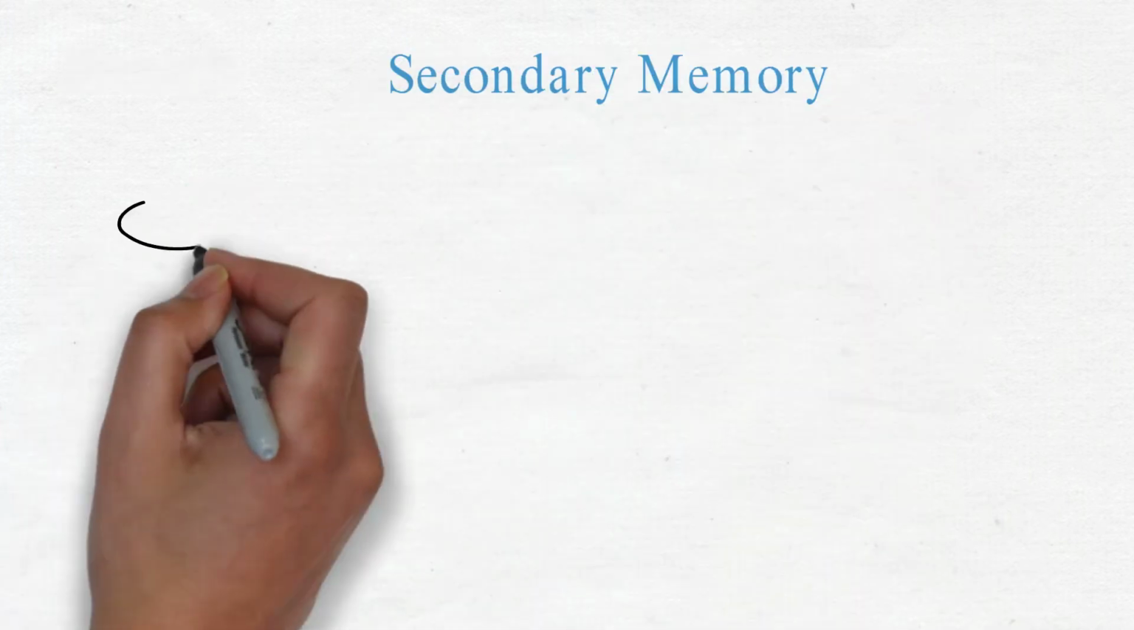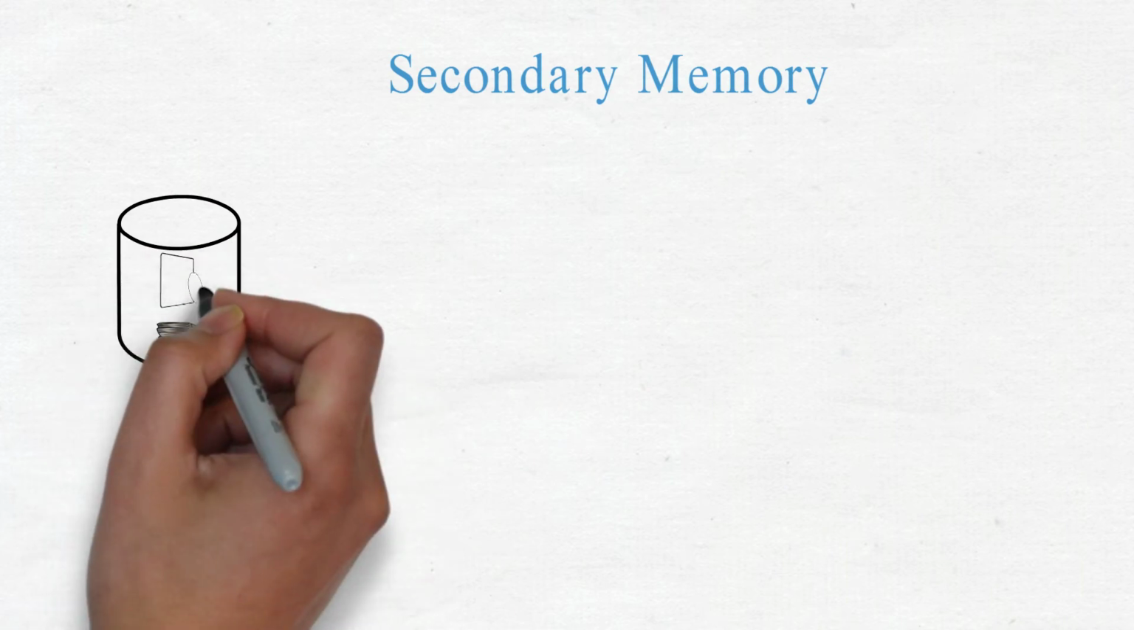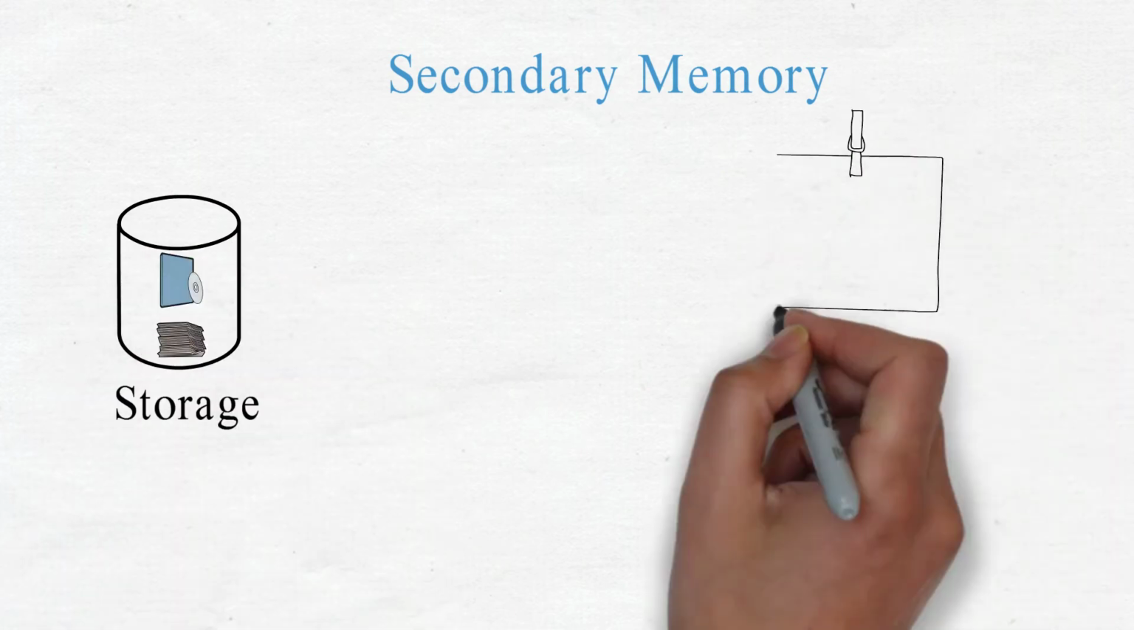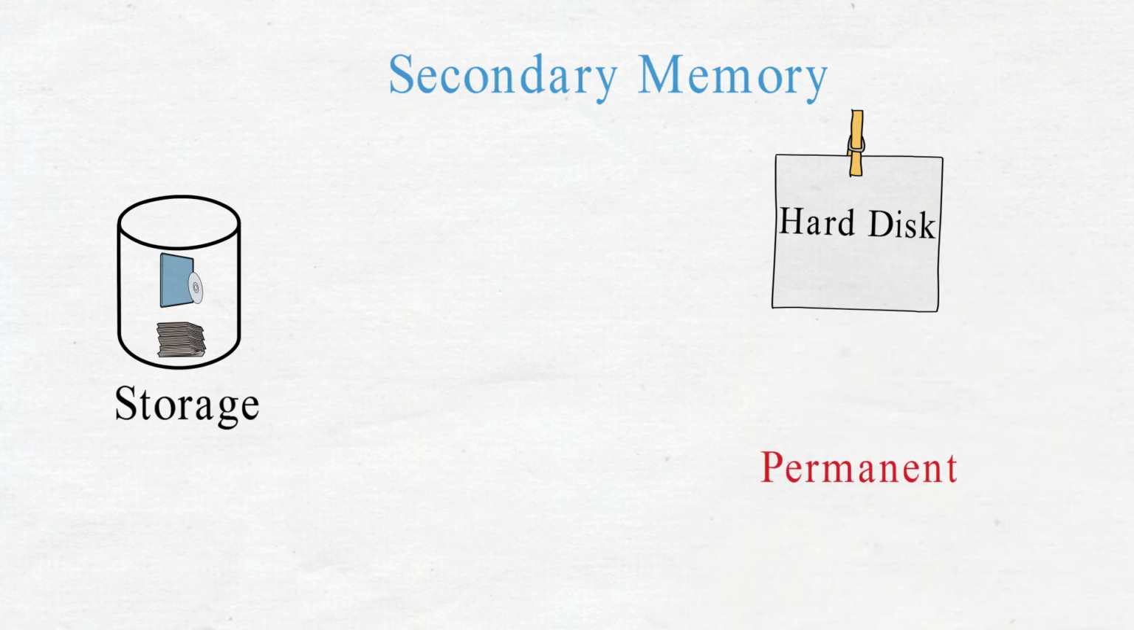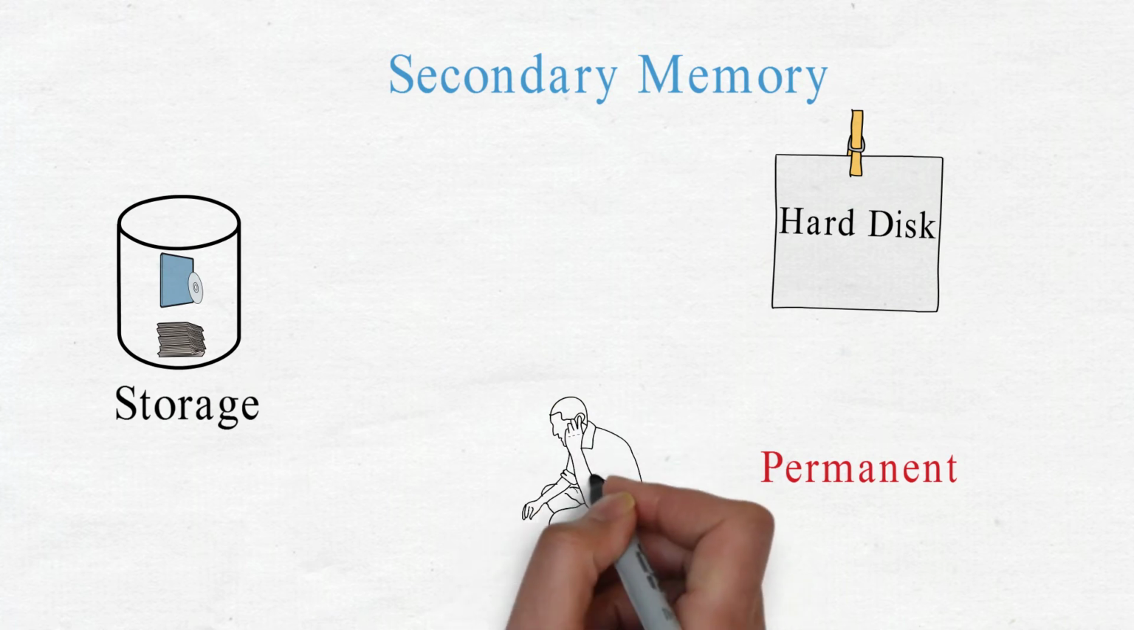Secondary memory is used to store a large amount of data in the memory. It is also called the hard disk. The data in the hard disk remains permanent. The user can use it anytime when required.